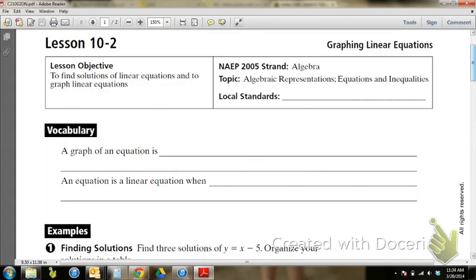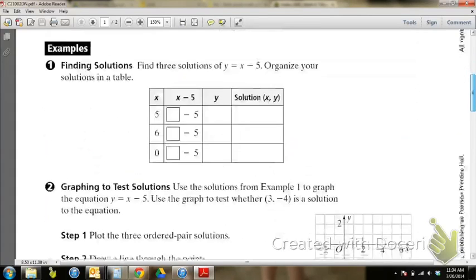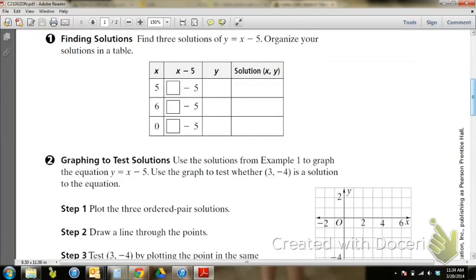So we are going to find solutions by making a table. Okay, so find 3 solutions of y equals x minus 5. We're going to give you x values to plug in. So in place of the x, I'm going to take these numbers. So first I'll put 5 in, so 5 minus 5 is 0. So write your solution as a point. The x goes first and then the y value. Next I'm going to plug in 6. 6 minus 5 is 1, so I write the solution as 6, 1. And next they want us to plug in 0. 0 minus 5 is negative 5, so that solution is 0, negative 5.